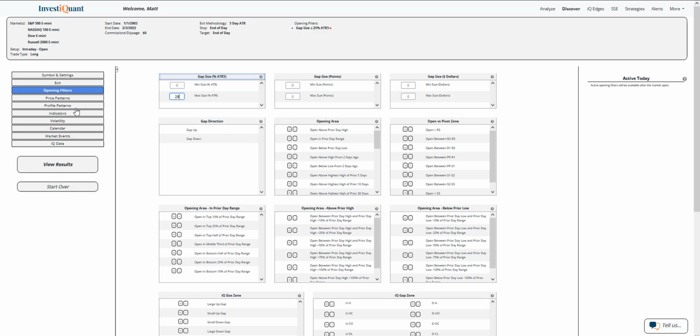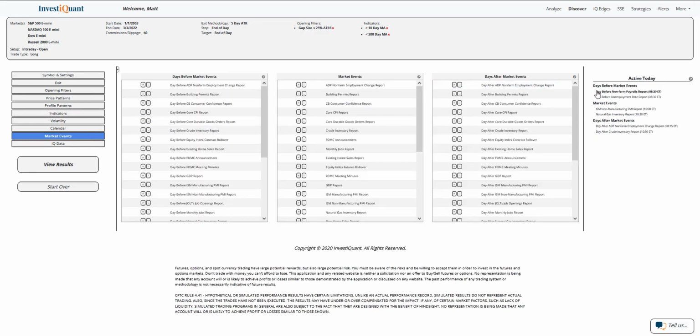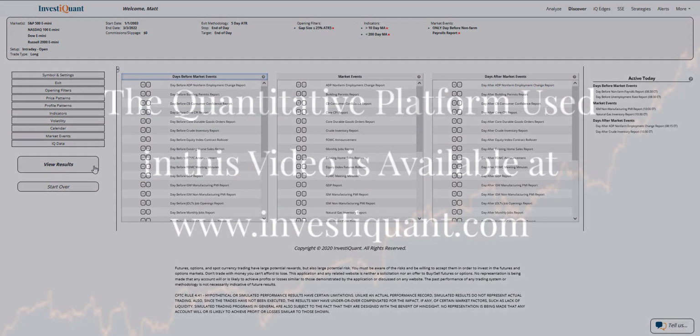All right, let's go into the indicators library and put us in a similar market environment. We closed above a 10-day simple moving average, but below a 200-day simple moving average. And in the market events section, it is the day before the non-farm payrolls report. So I've added all that information. Now I can click View Results.